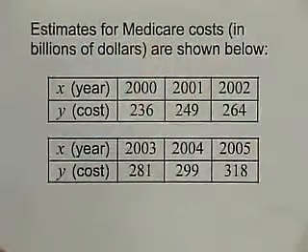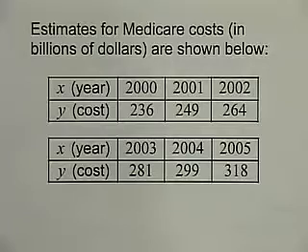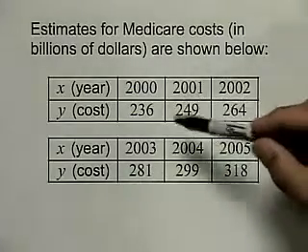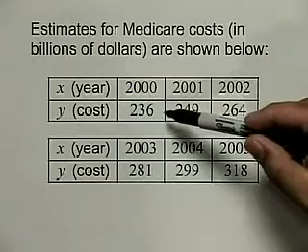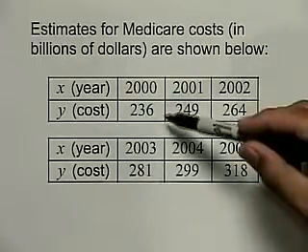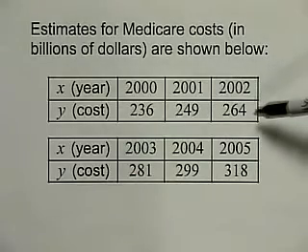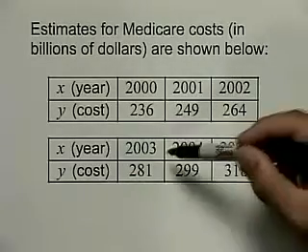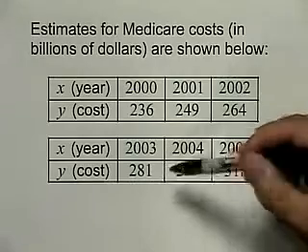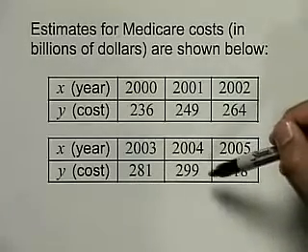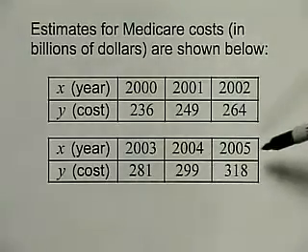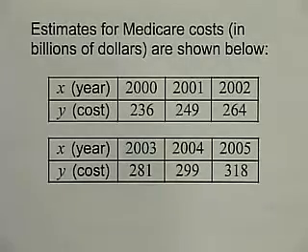Here we're told that estimates in Medicare costs, given in billions of dollars, are shown below. X is the year and Y is the cost during that year. So in 2000, the cost was 236, and remember this is in billions of dollars, so that's $236 billion. 2001, $249 billion. 2002, $264 billion. 2003, $281 billion. 2004, $299 billion, and 2005, $318 billion.